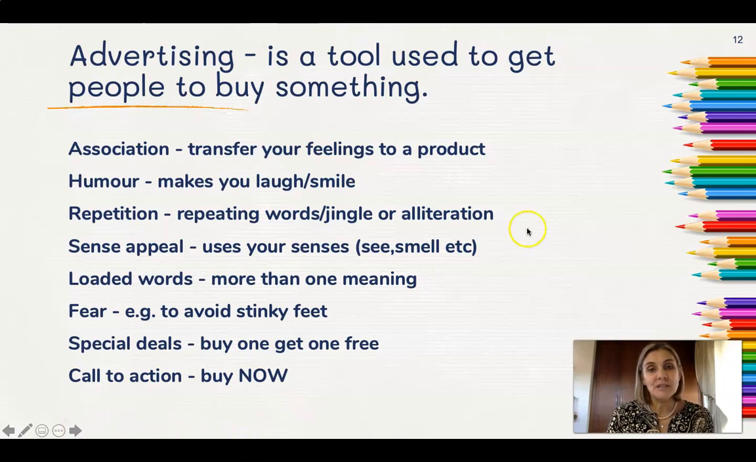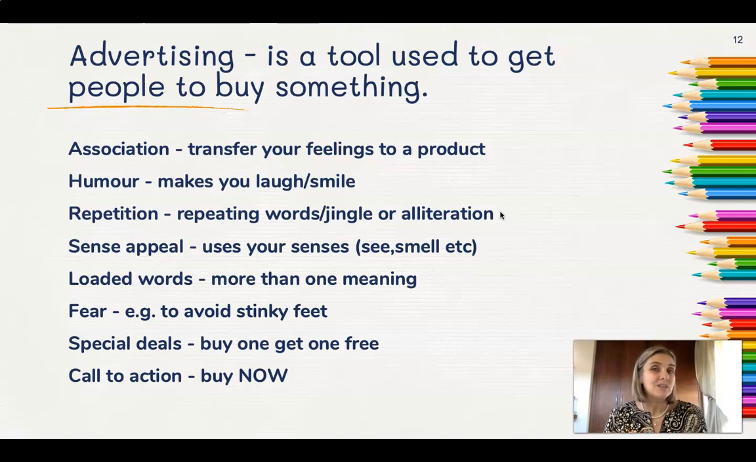So there's a couple of tools that they use when they're advertising. They use association. So that's to transfer what you're feeling to a product, whether it's about having a friend or a puppy or something that connects you with the product. There's humor. It's always nice if something makes you smile or laugh. They use repetition, like repeating the same word or jingles or alliteration. If you think of advertising as in on the radio or on TV and you see the McDonald's ad, or years ago they used to have a spa advert.